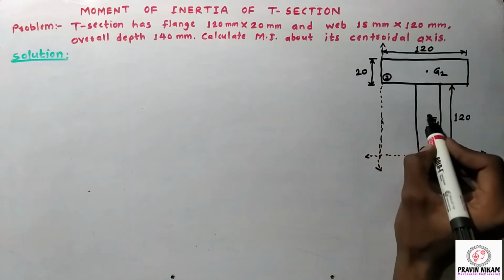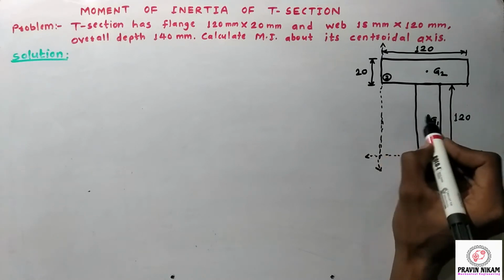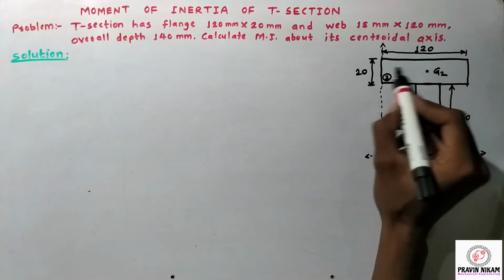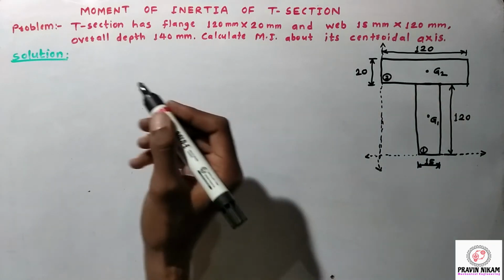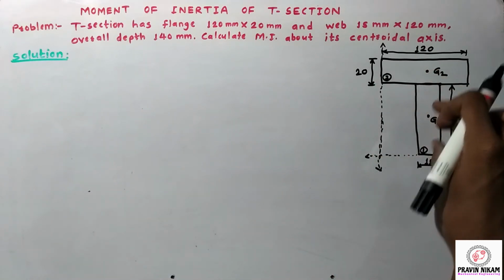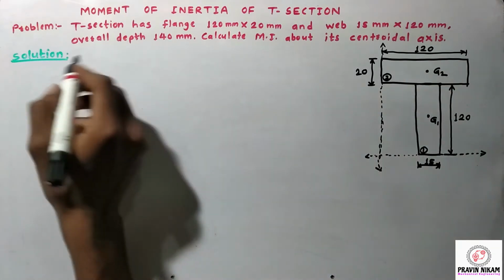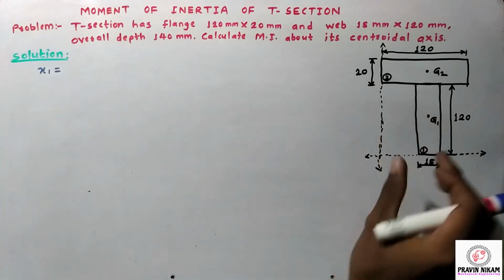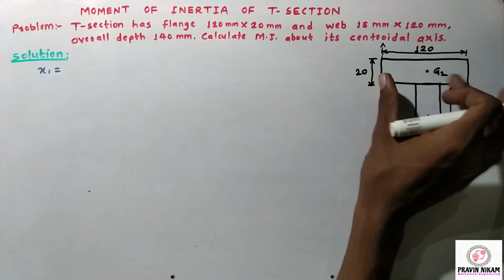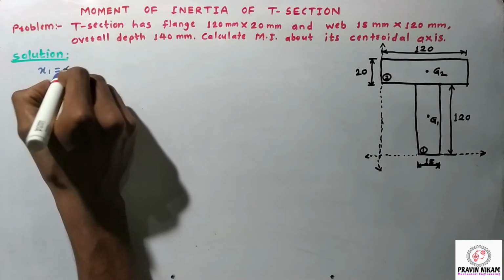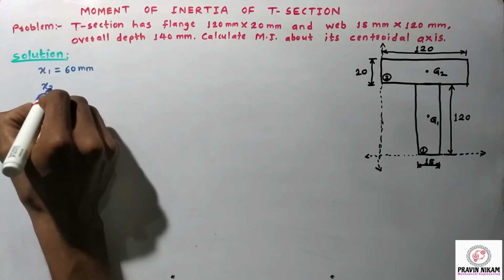Now x1 is the distance of G1 from the vertical reference axis, and x2 is the distance of G2 from the vertical reference axis. So our second step is to find x1, x2, then y1, y2, A1, A2. Here the total is 120, half is 60. So x1 is 60 mm, x2 is also 60 mm.